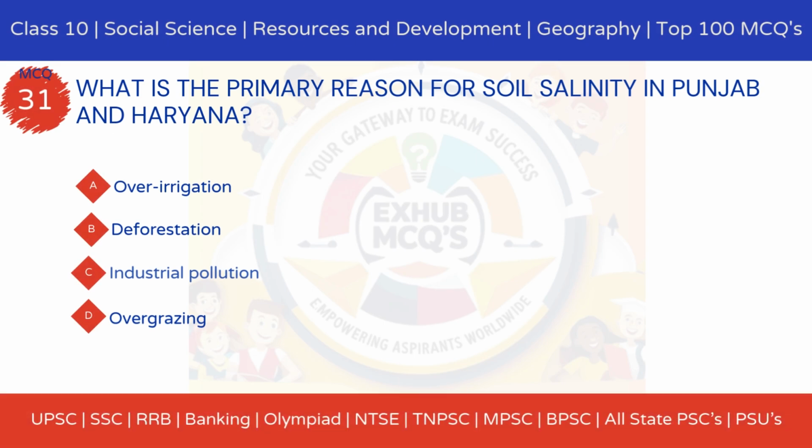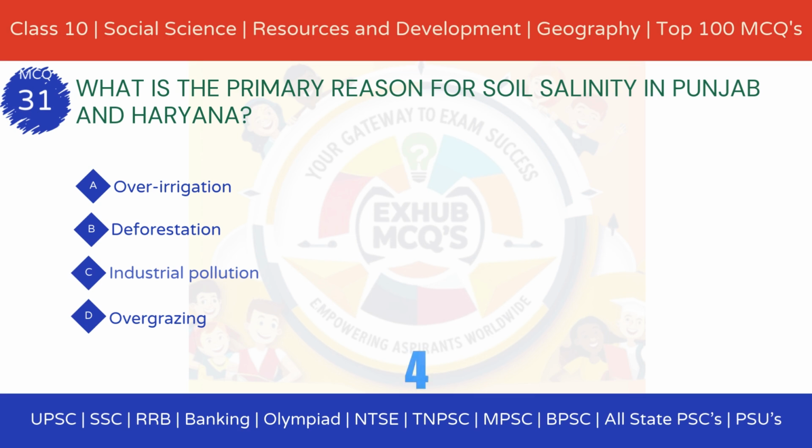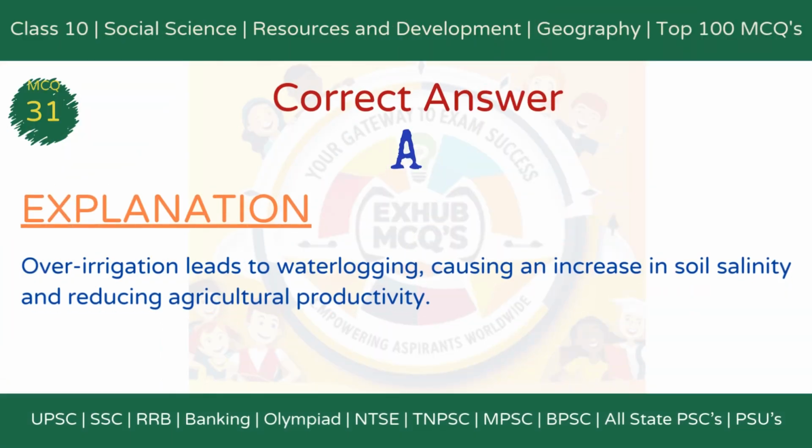MCQ31. What is the primary reason for soil salinity in Punjab and Haryana? Option A, over-irrigation. Option B, deforestation. Option C, industrial pollution. Option D, overgrazing. The correct answer is option A, over-irrigation. Explanation: Over-irrigation leads to waterlogging, causing an increase in soil salinity and reducing agricultural productivity.